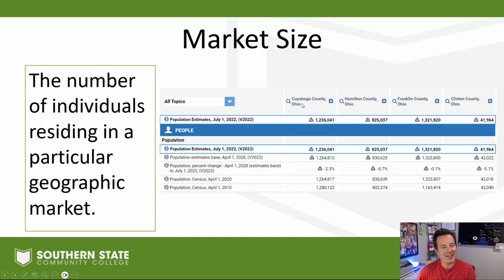So we're looking at county information as far as population. If we were looking at market sizes for the different counties here, you can see the population of Franklin County and Cuyahoga County is over 1 million. Hamilton County is just shy of 1 million. Clinton County is knocking on the door of 42,000 people. And so obviously a lot different market sizes going on here when we look at it by county in Ohio.